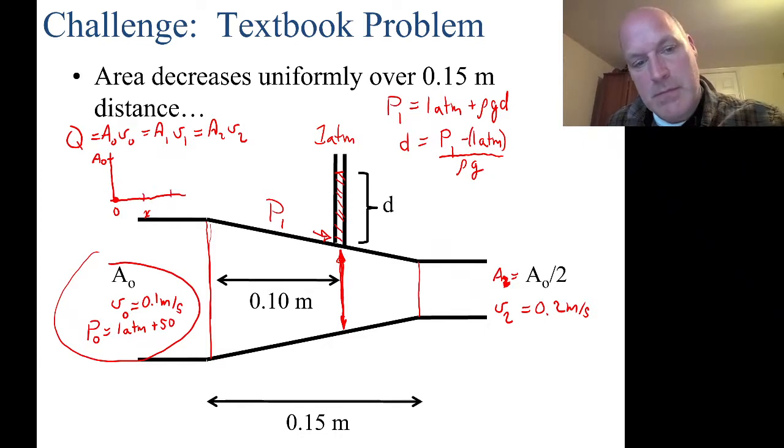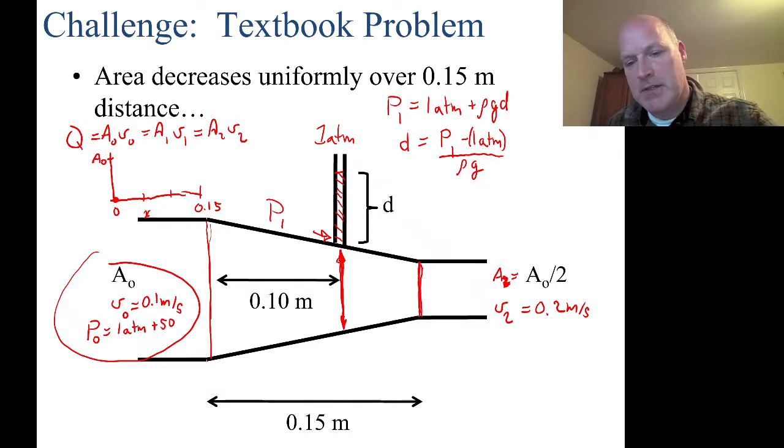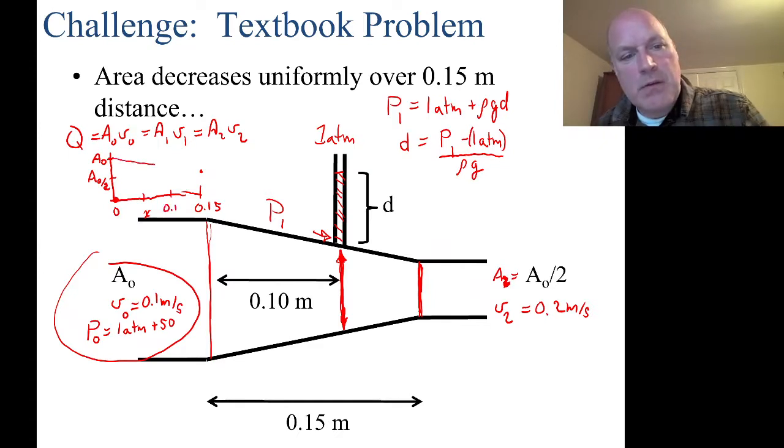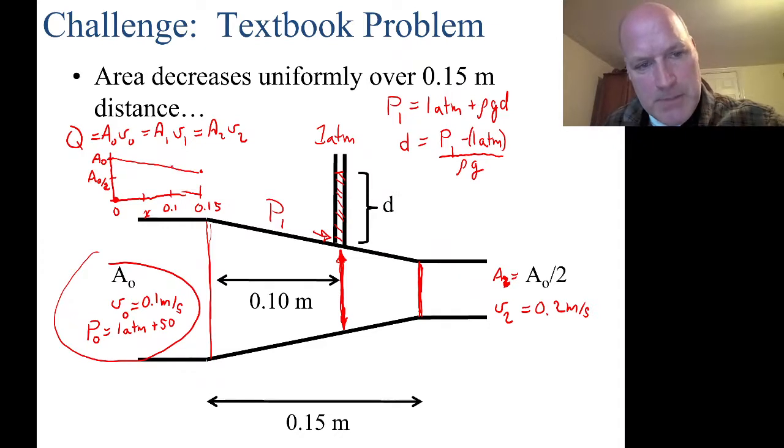Then, out here, at 0.15 meters, x is over here on the right side, we know that the area goes to half, A naught over 2. And the area at the funny little tube there is going to be at position 0.1. We can draw a line, and it's going to be right there. And that's going to be the area.